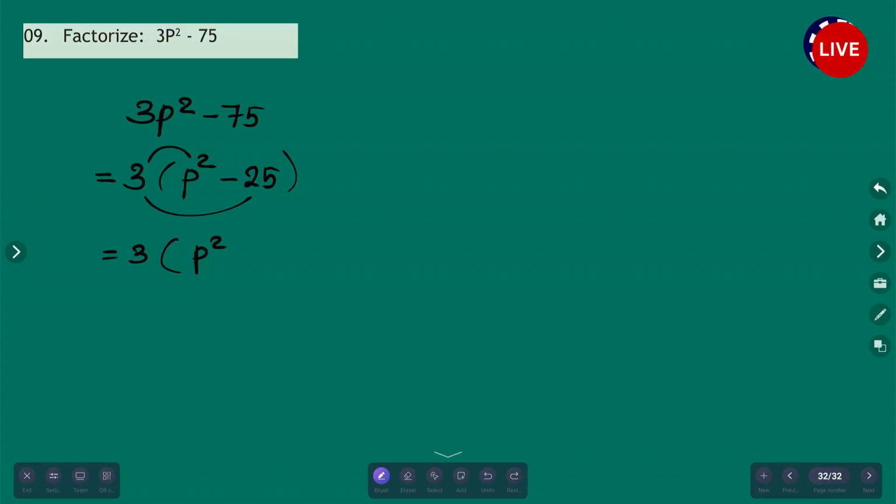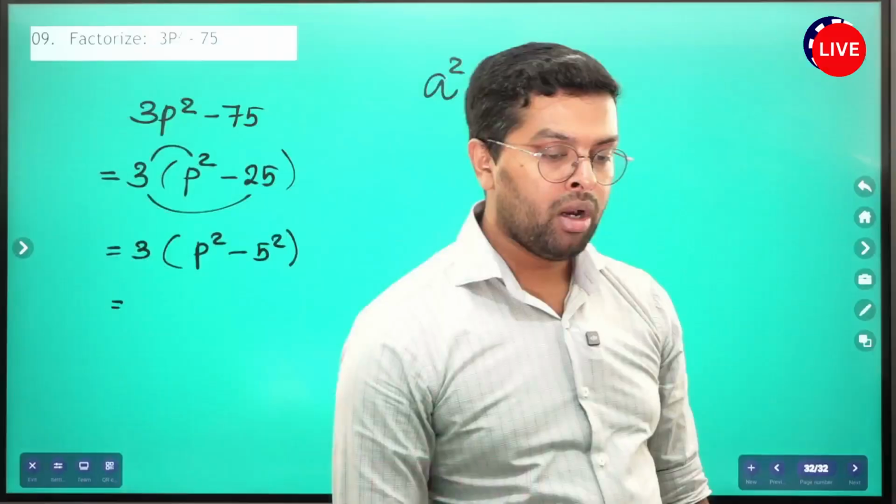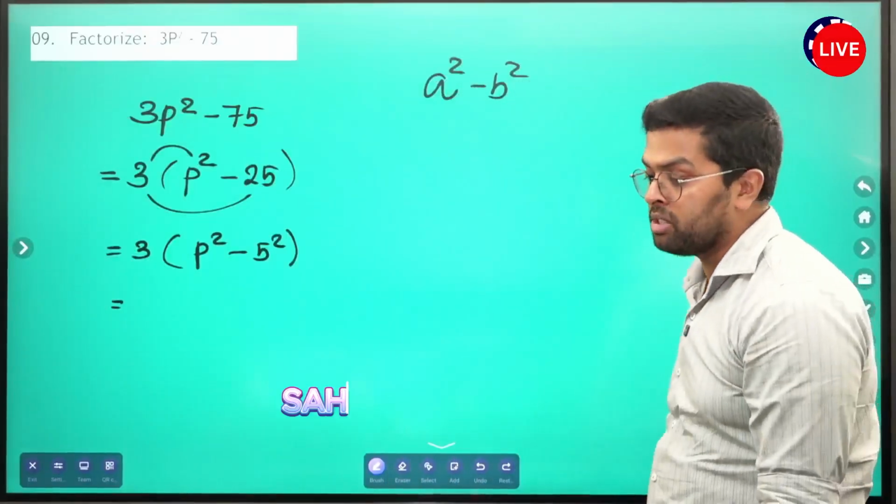If you think a little, we can write 25 also as a square number. 25 equals the square of 5, so 5 squared. So we can write it as 3 into p squared minus 5 squared, right? So p, can you remember a squared minus b squared? How to factorize a squared minus b squared?